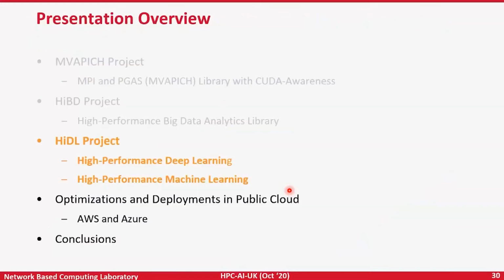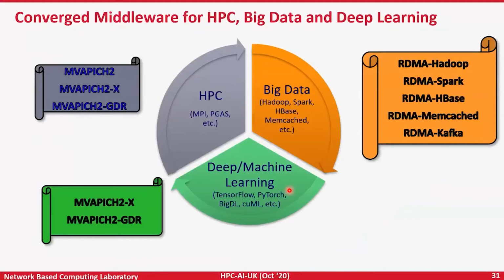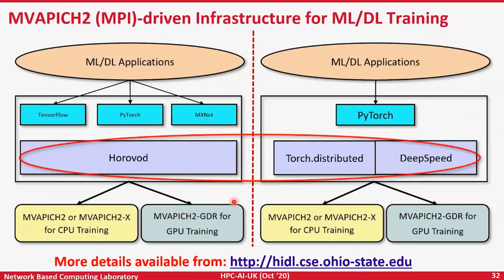Then finally, on the high-performance deep learning side, here again we are looking at both the CPU side as well as the GPU side. I'll go into a little bit more detail. What we have done recently, if you take a look at the stack, some of you might be familiar with Horovod. That stack actually came from Uber. And now, of course, a lot of different modules and middleware are coming.